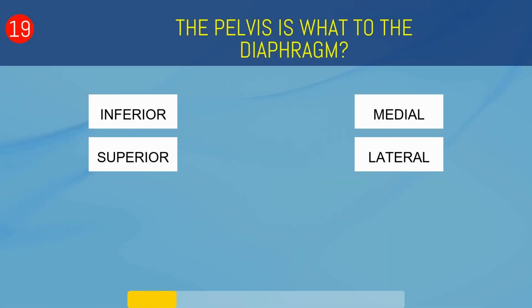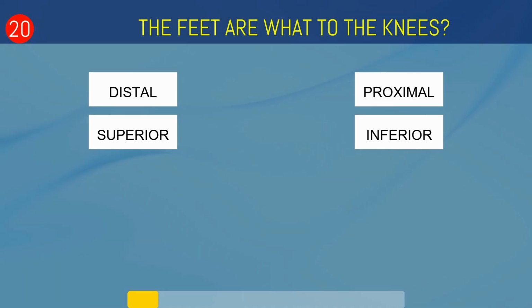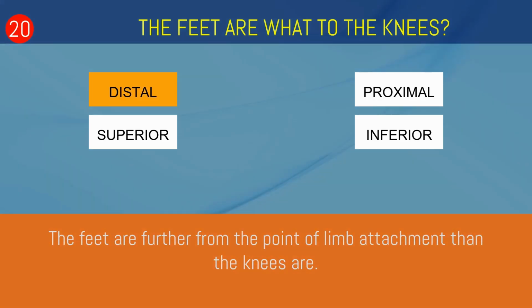The pelvis is what to the diaphragm? Inferior, superior, medial, or lateral? Inferior. The pelvis is below the diaphragm. The feet are what to the knees? Distal, superior, proximal, or inferior? Distal. The feet are further from the point of limb attachment than the knees are.